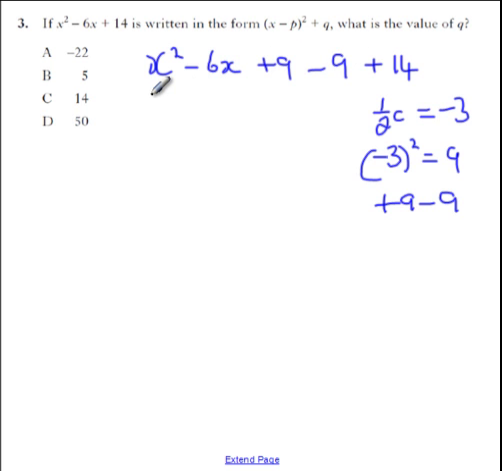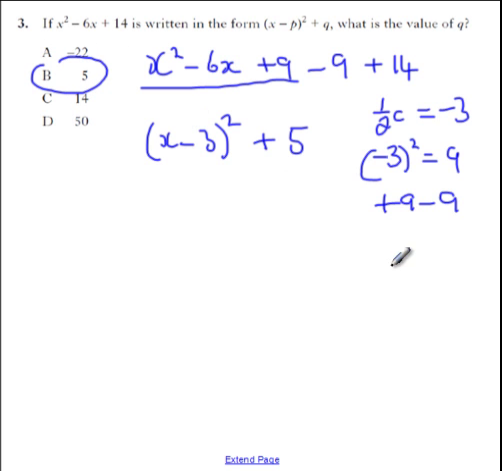The first three terms then give you the square, which is always x together with half the coefficient, the negative 3, x minus 3 all squared. We've got at the end this minus 9 plus 14, which is plus 5. And that's us now got it into the form x minus p all squared plus q, so that the value of q is plus 5. And our answer to this question is B.